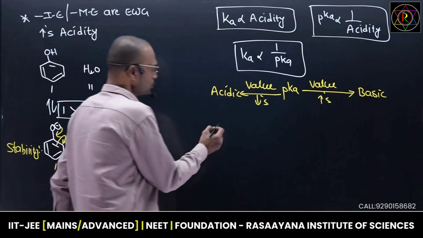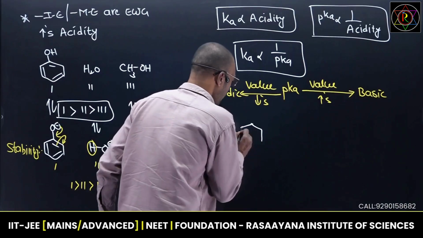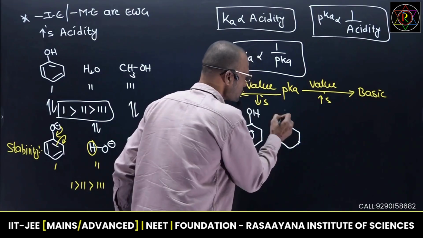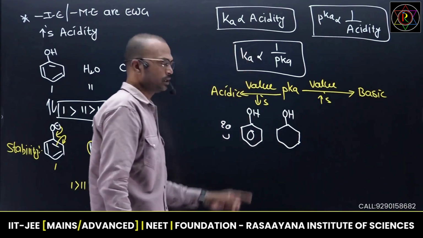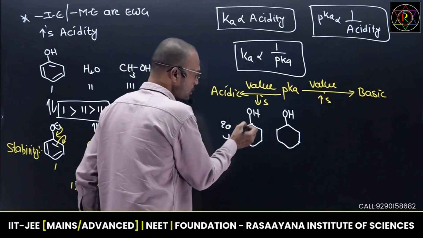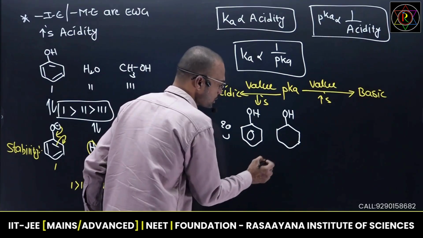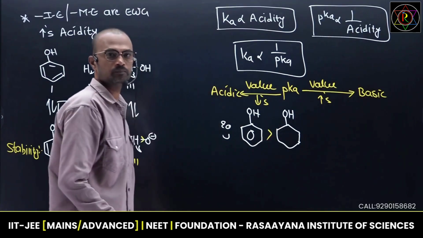Okay, so if I take phenol and compare it with a normal cyclohexanol, this is a normal cyclohexanol. Here, in phenol, the negative charge is stabilized by this benzene ring, but here the negative charge is not stabilized by this one, so that's why this is more acidic than this one.